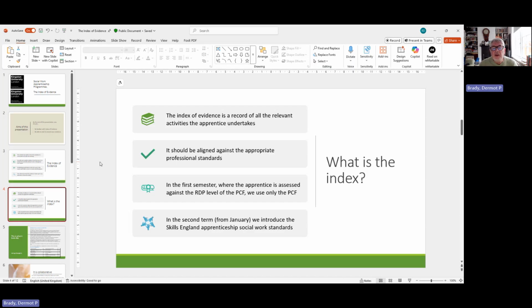It will be aligned against the appropriate professional standards, surprise, surprise. In the first semester, we only really look at the PCF. That's an attempt to get people to become familiar with that. But in the second term, which for the BAs will be a continuation of their first year, and for the postgrad dippers will be contrasting learning experience, we bring in the Skills England apprenticeship standards. Now we have ways of helping you understand how those two things work together, and I will come back to that point a little later in the presentation.